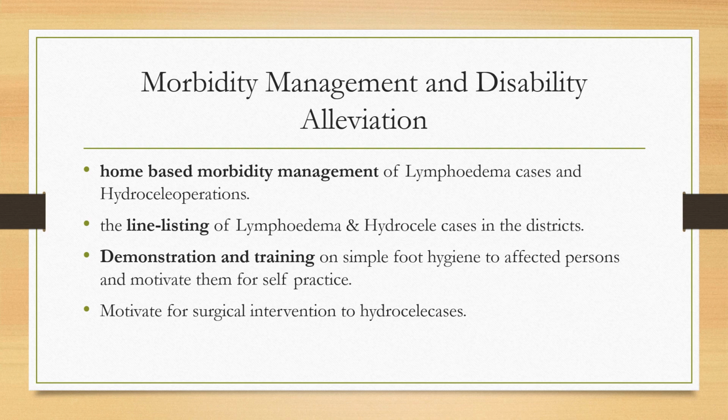Now regarding morbidity management of filariasis and its disability. Home-based morbidity management of lymphedema cases and hydrocele operations are being focused upon. A line listing is done at district level. Line listing means just a listing of all the patients with lymphedema or hydrocele, and the list contains their names, contact details, addresses, and some basic demographic characteristics. So this is called line listing of lymphedema and hydrocele cases.